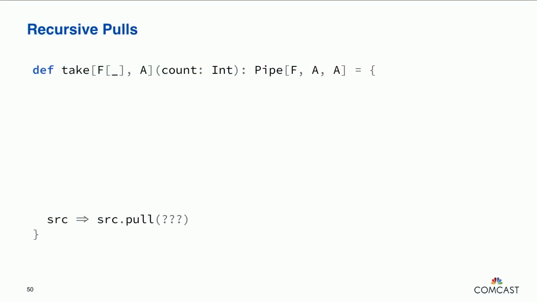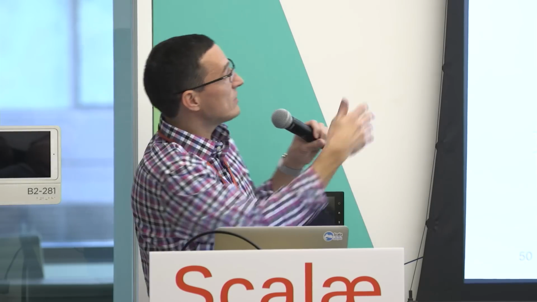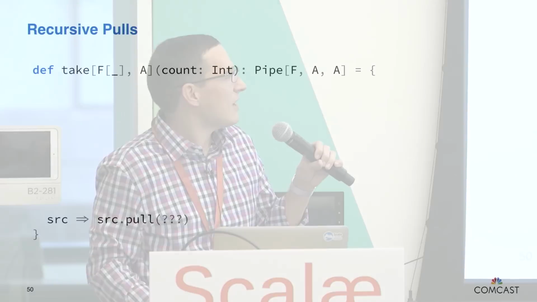And so what you can start building up are nice recursive pulls. We can say things like take. This is a reasonable definition of take in FS2, and we'll define it recursively. We'll say take works for any effect f and any type a, completely unconstrained. We know it's unconstrained because we've provided no constraints on these types. And we're going to return this pipe FAA.